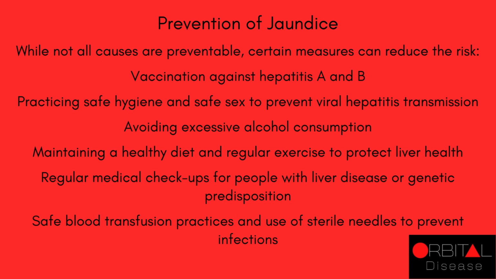Prevention of jaundice. While not all causes are preventable, certain measures can reduce the risk. Vaccination against hepatitis A and B. Practicing safe hygiene and safe sex to prevent viral hepatitis transmission. Avoiding excessive alcohol consumption. Maintaining a healthy diet and regular exercise to protect liver health. Regular medical check-ups for people with liver disease or genetic predisposition. Safe blood transfusion practices and use of sterile needles to prevent infections.